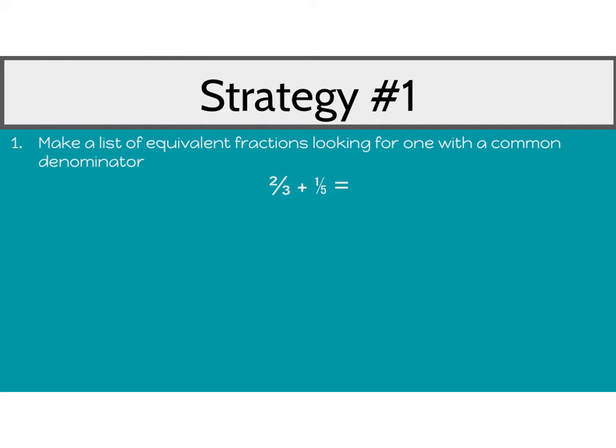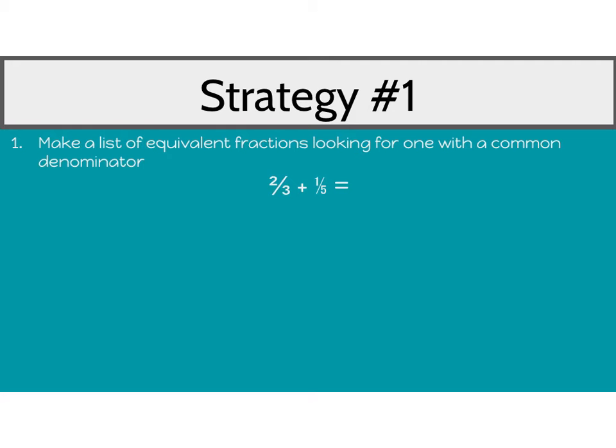All right, let's take a look at Rule 1. This is the rule where we're going to make a list of equivalent fractions looking for one with a common denominator. So what I'm going to do is take the fraction 2/3 and the fraction 1/5, and I'm going to make equivalent fractions until we get to a denominator that they have in common.